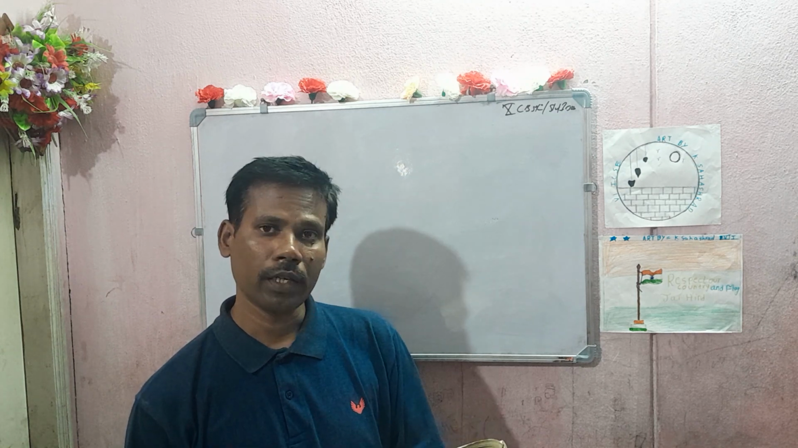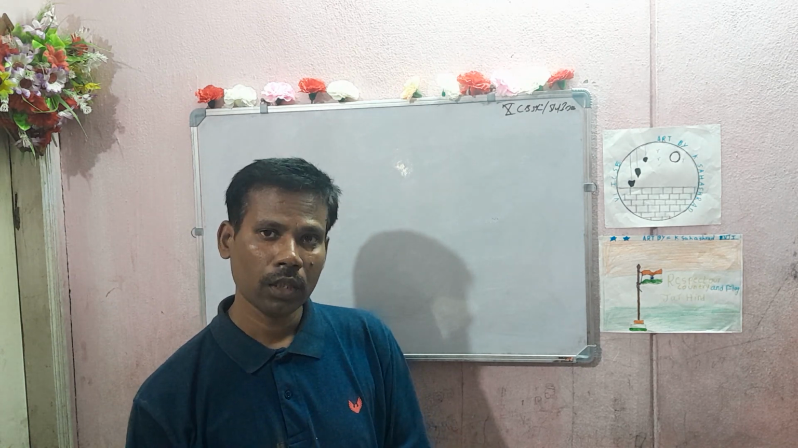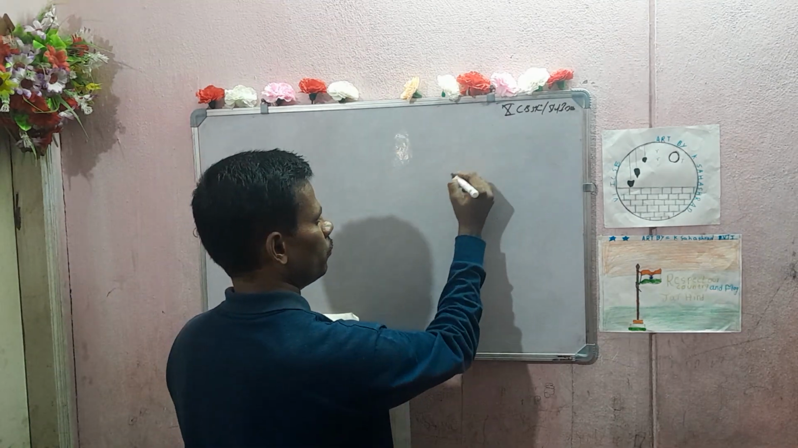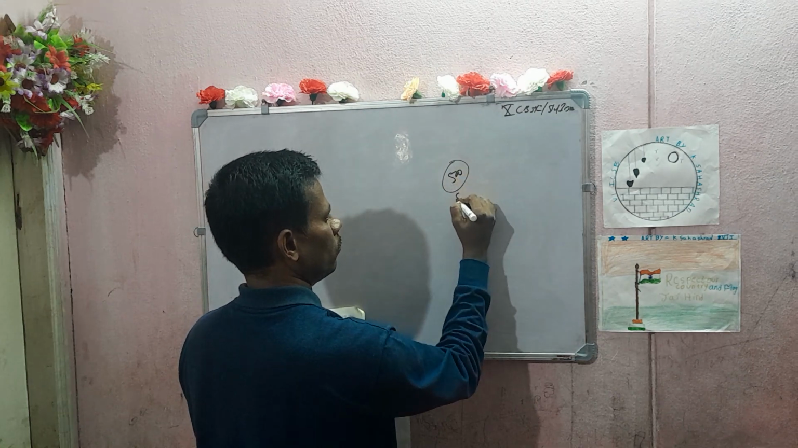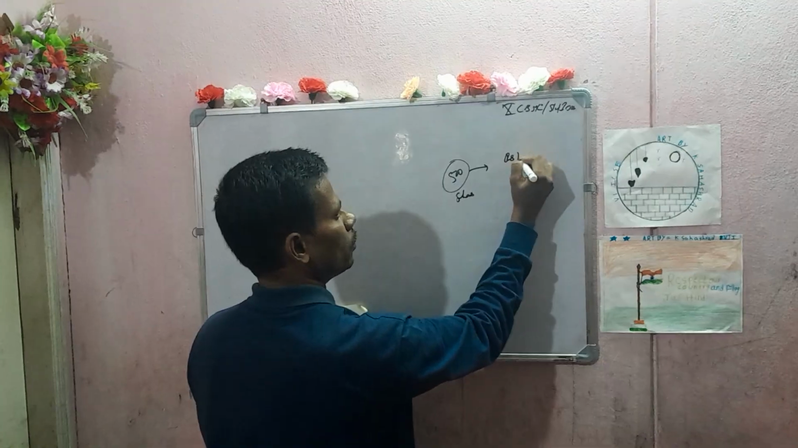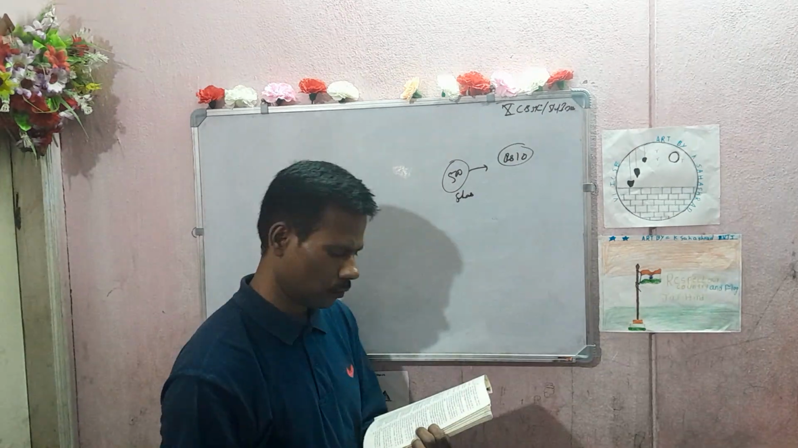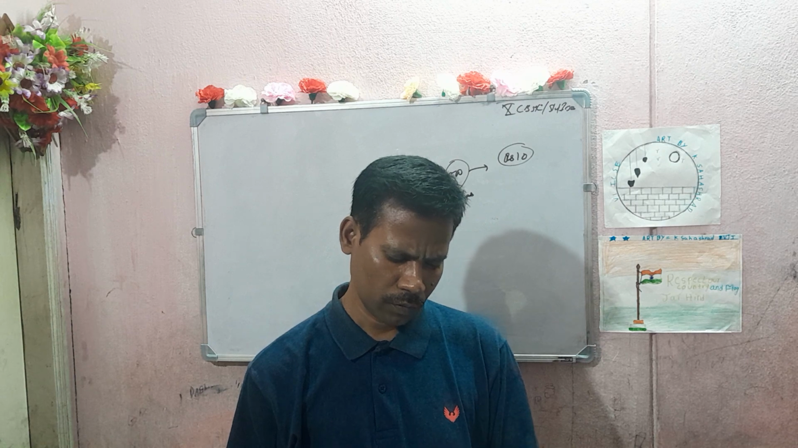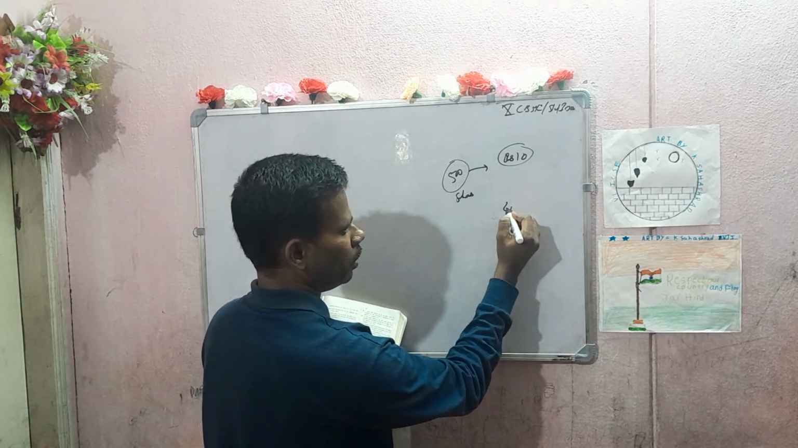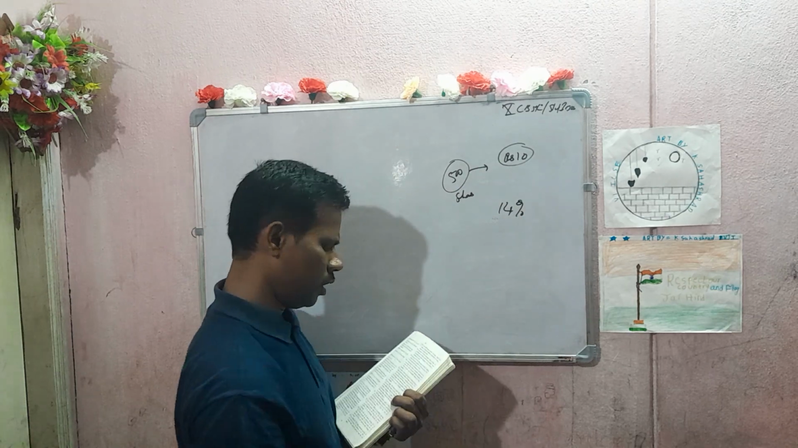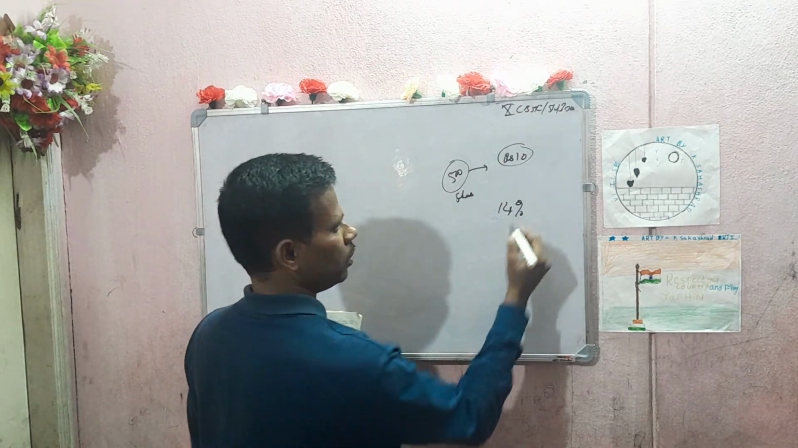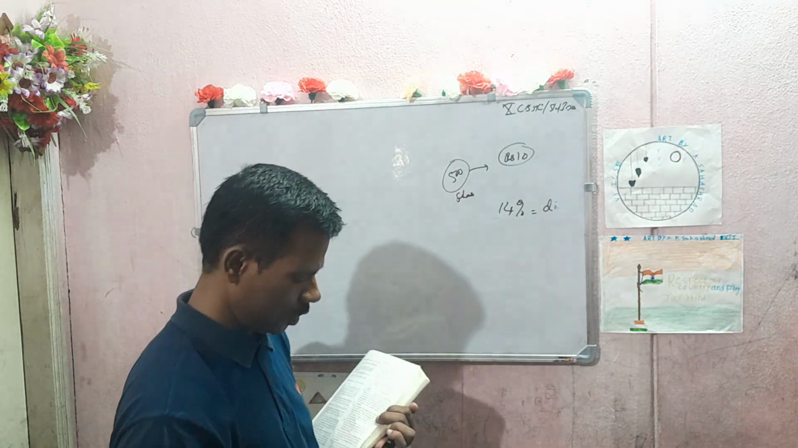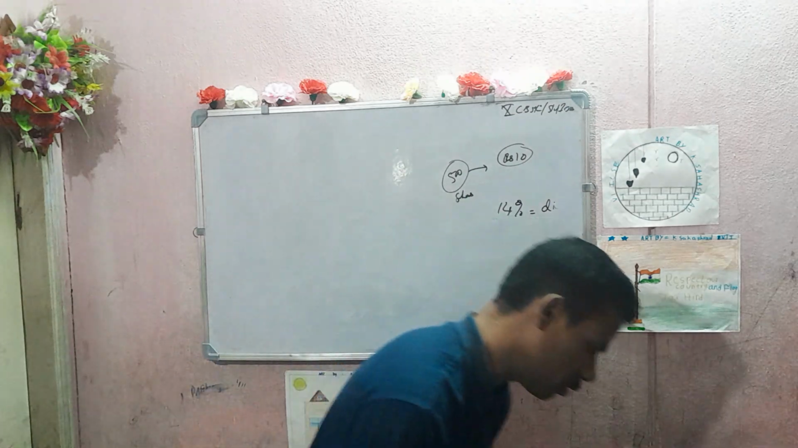Here A owns 500 shares. How many shares are there? 500 shares. Each share is rupees 10. And if 14% dividend is declared on these shares, 14% declared means the dividend percentage they have given. So simple students, very easy.